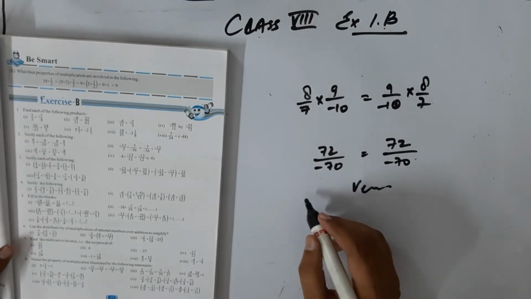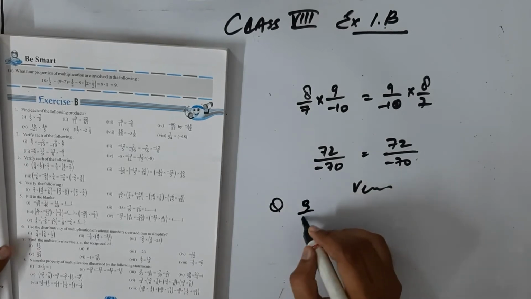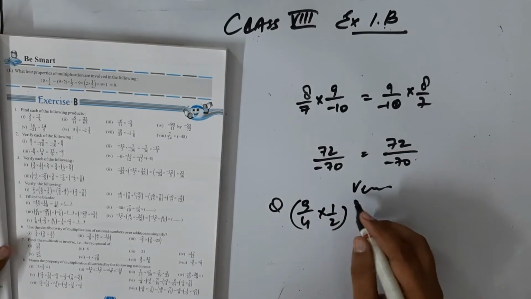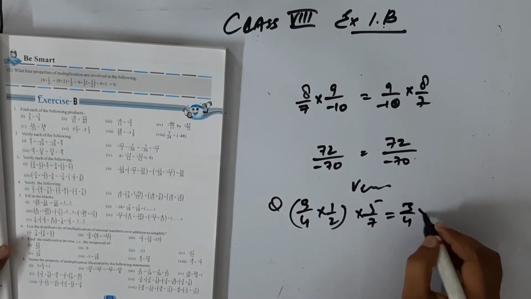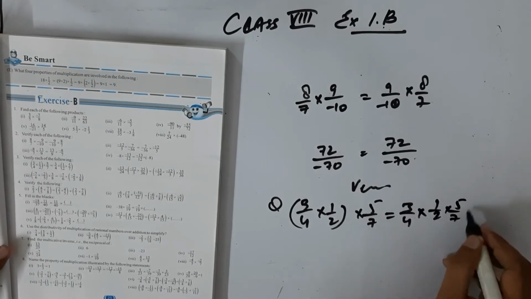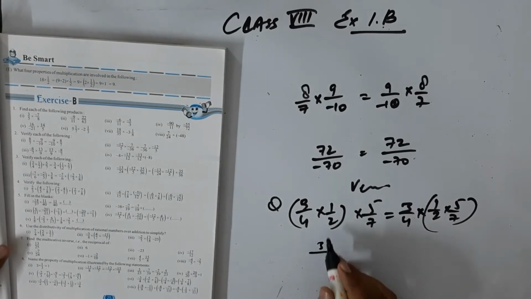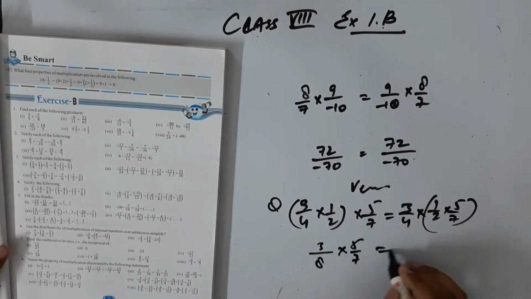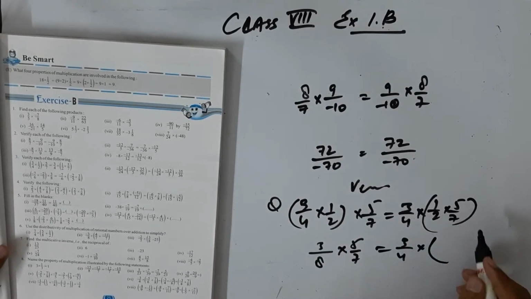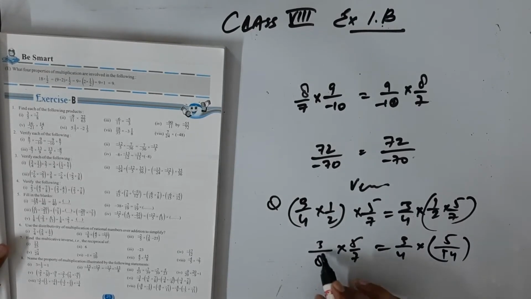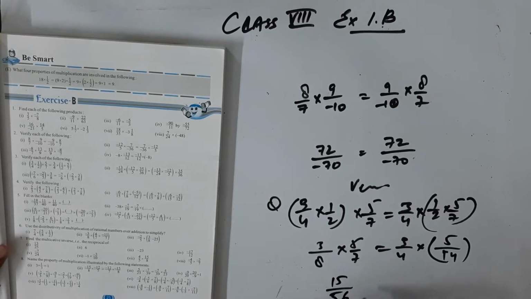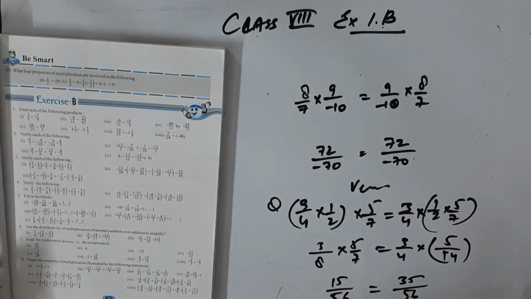Let's see another question. We have 3 upon 4 multiplied by 1 upon 2 multiplied by 5 upon 7 equals 3 upon 4 multiplied by 1 upon 2 multiplied by 5 upon 7. Here we will do 3 into 1, 3, 4 into 2, 8, multiplied by 5 upon 7, equals 3 upon 4 multiplied by 1 into 5, 5, 2 into 7, 14. Now 3 fives are 15 upon 56. Here it will be 3 fives are 15, 4 into 14 is 56. Here also it is verified. So LHS and RHS come out the same.